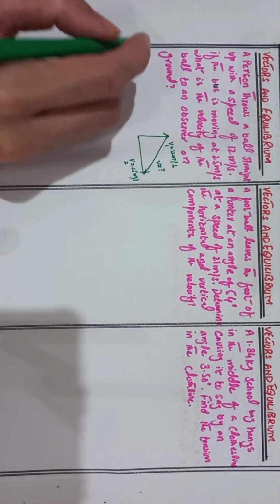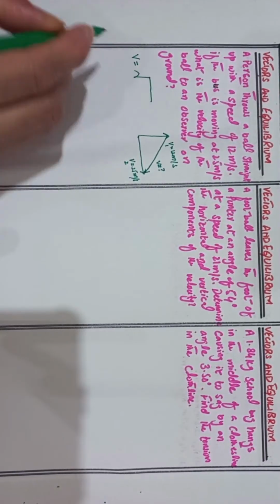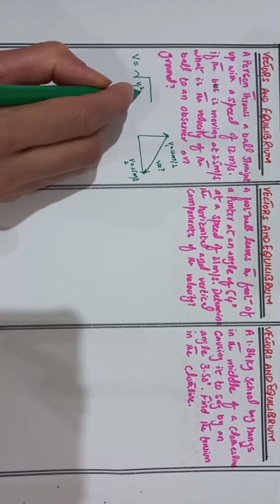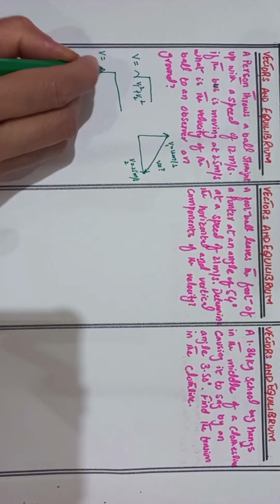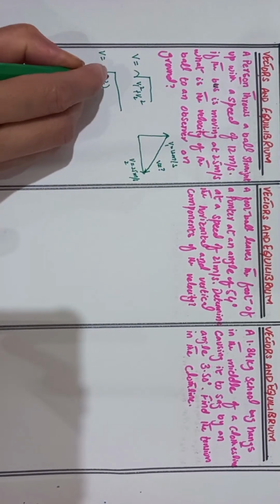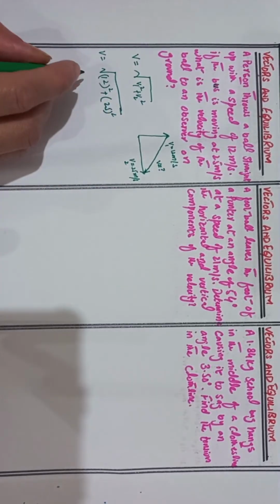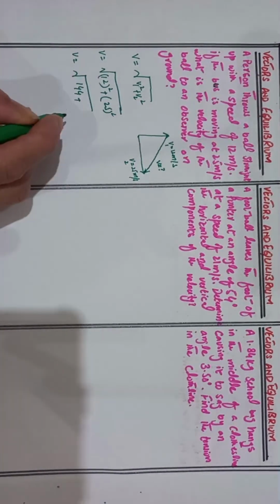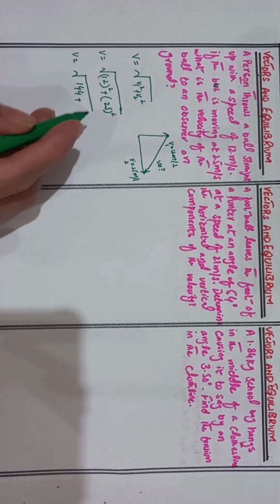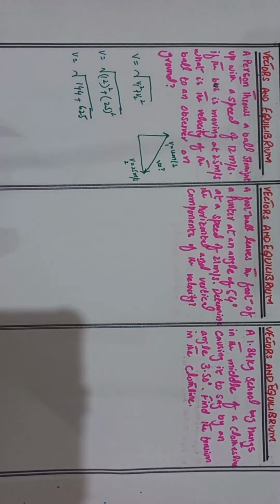Resultant of velocity v. We know that we can find the resultant of the velocity by the formula under root v1 square plus v2 square. v1 is equal to 12 square plus v2 is equal to 25 square. 12 square is equal to 144. 25 square is equal to 625.